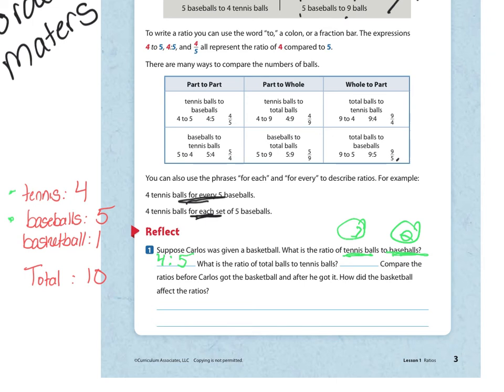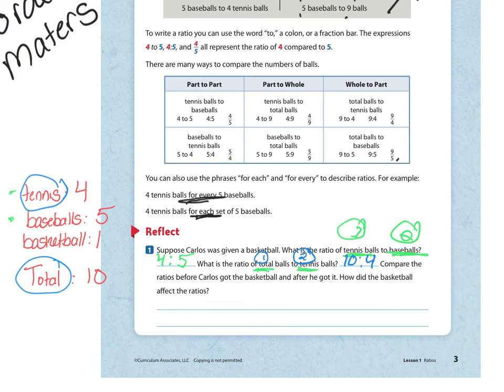What is the ratio of the total to tennis? Now I can come over here and look. Well, there's my total. There's my tennis. Order matters. Total is first. Tennis is second. My total is 10. Tennis is 4. So my ratio is 10 to 4.